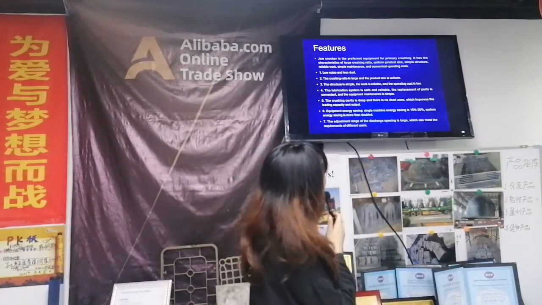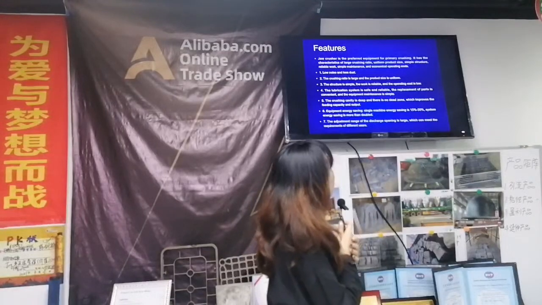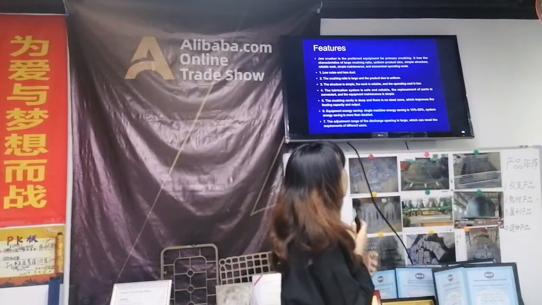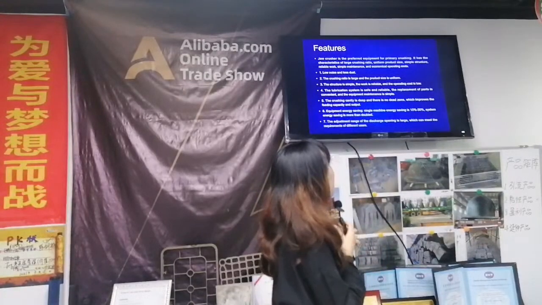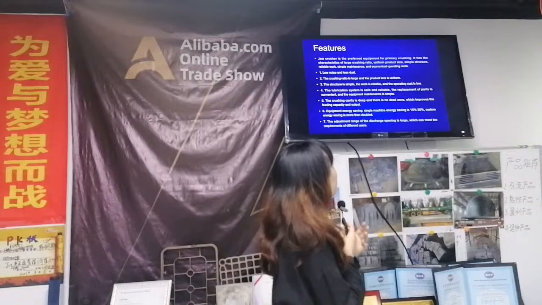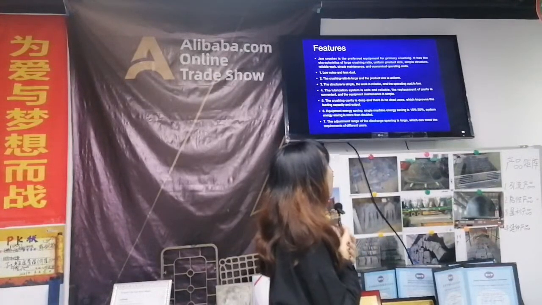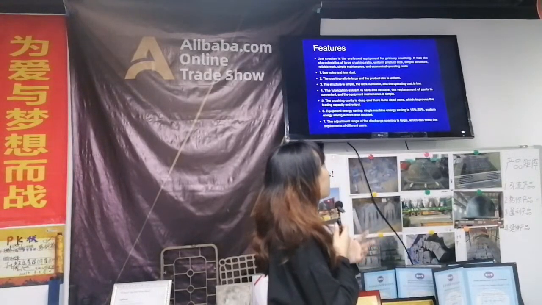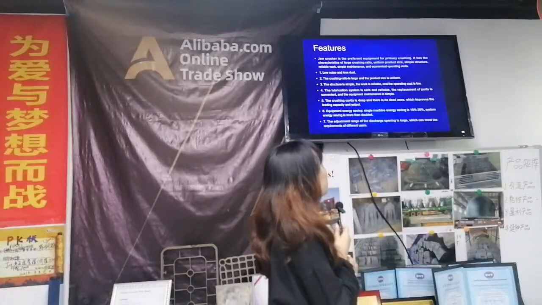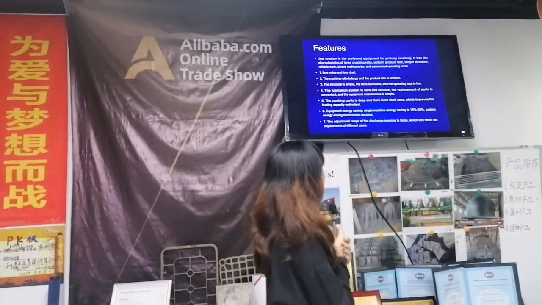Features about the jaw crusher: it is the preferred equipment for primary crushing. It has the characteristics of a large crushing ratio, uniform product size, simple structure, reliable work, simple maintenance, and economical operating costs. The first factor: low noise and less dust.